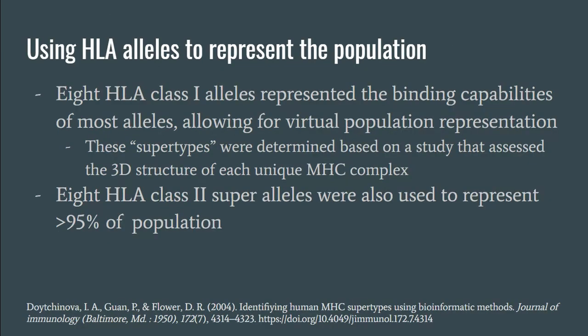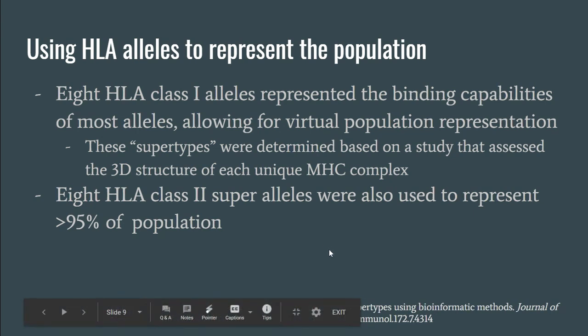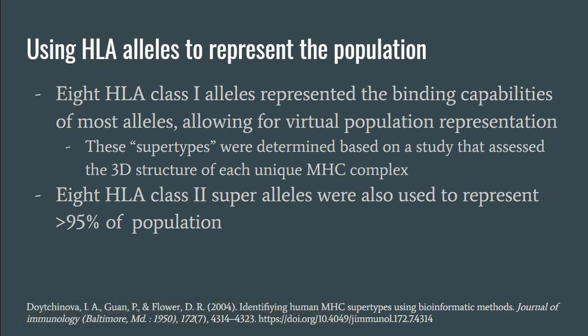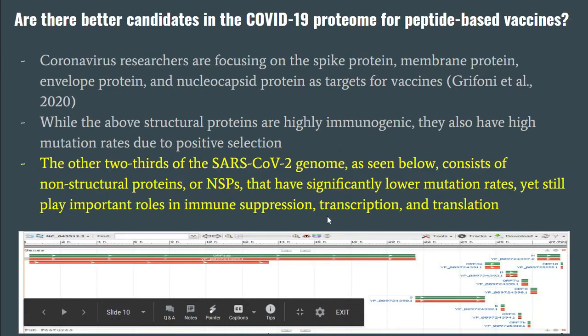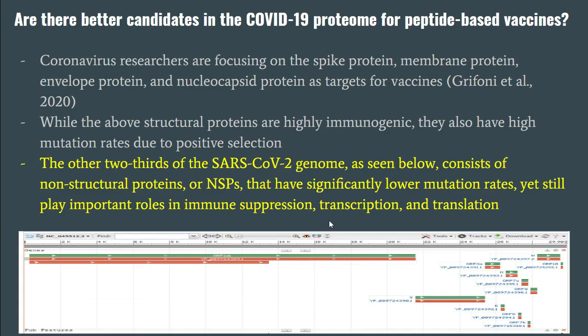To get this high binding coverage across the population without testing every single allele in the population, I used supertypes that were based on the 3D structure of each MHC complex to get epitopes that would bind to more of the population. However, as I reviewed the literature, I wanted to see if there was a better way to design vaccines. The target proteins that researchers at IEDB and other institutions decided to target were almost all binding proteins.